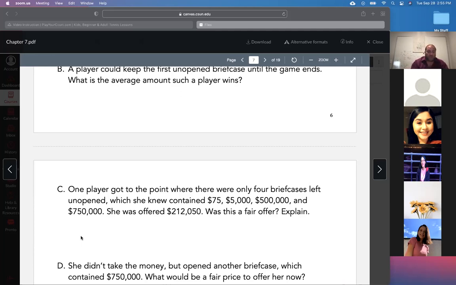So yes, if you look at the 4 unopened cases, 75, 5,000, 500,000, and 750,000, the average of those 4 unopened is 313,768.75. So this means in the long run, if I kept playing with those 4 briefcases over and over and over again, I would win on the average $313,000. And they're only offering me $212,000.